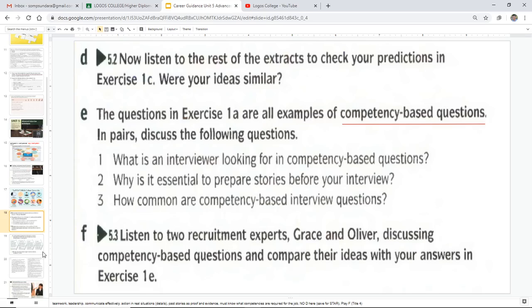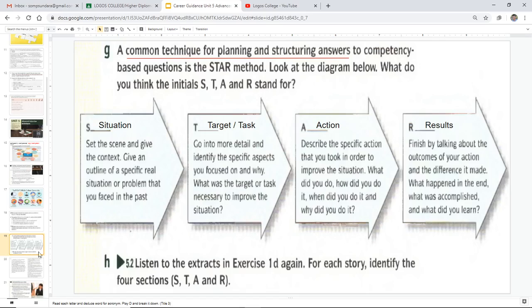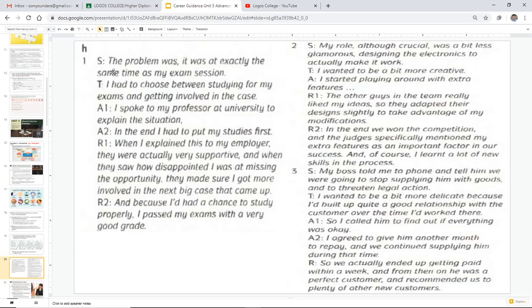Okay? I'm not going to play the audio for you to save time, but here it is right here. All right, scenario 1, S, situation. The problem was, it was exactly the same time as my exam session. Right? So I played this audio in the last video where the guy was still at school and he got an internship. Right? He had to make a difficult choice.